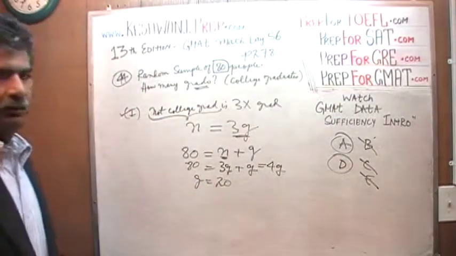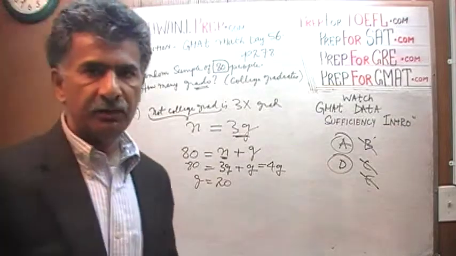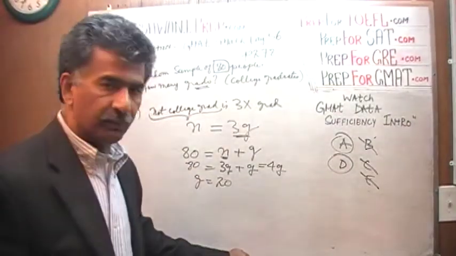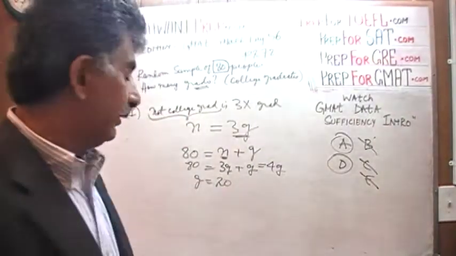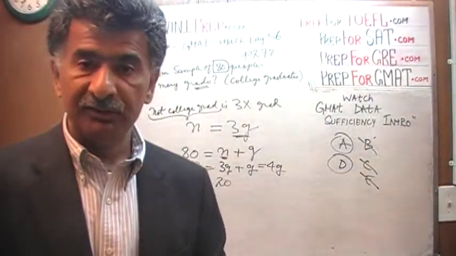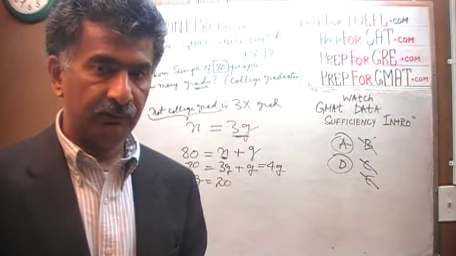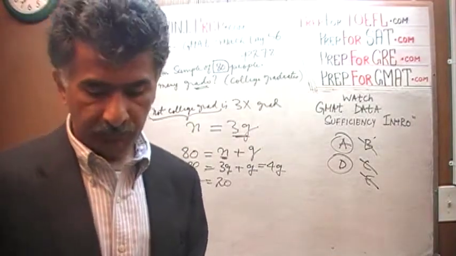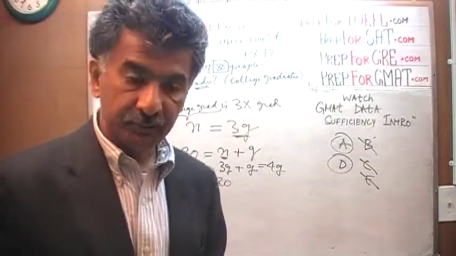There you go. The question simply was, how many of them are graduates? 20 of them are graduates in our survey of 80, because 60 must be non-graduates. Why 60? Because we had been told that the number of non-graduates is 3 times the number of graduates. The ratio is 60 to 20. Therefore, there are 20 graduates in our survey. The first statement does it by itself.